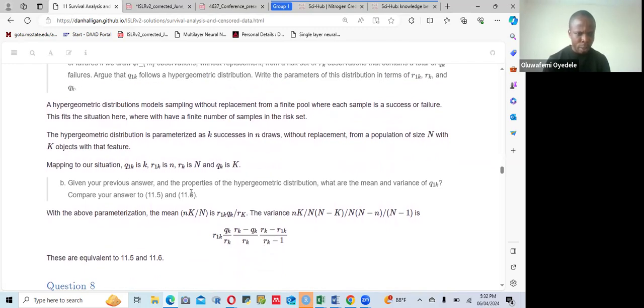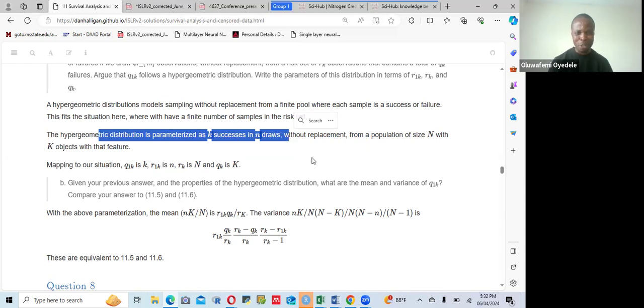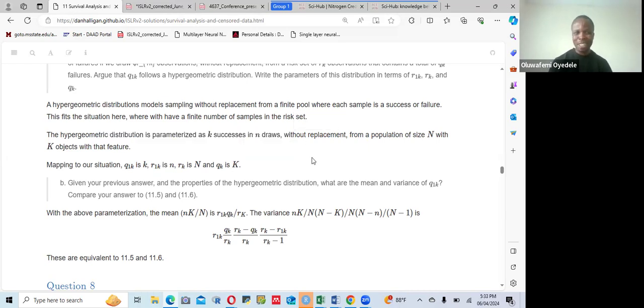I tried to look at this. Here we have mapping to our situation where q1k is k, r1k is n, rk is N, and qk is K. I tried to look at this, but I don't feel comfortable because I am not from a statistics background. I'm from agronomy, so I was trying to wrap my head around it, but it's still not sinking.